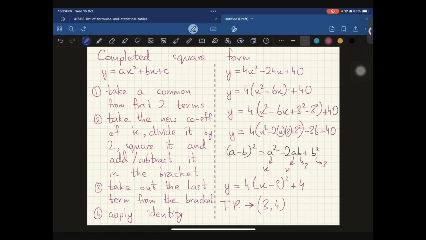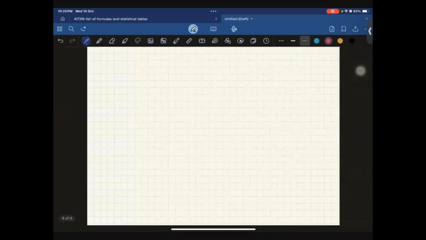Will this be a maximum point or a minimum point? Minimum. Perfect. Because why would it be minimum? Because it's positive. And what does positive mean? Happy face. So happy face has a minimum point. Perfect. Did this make sense to you guys? Yeah. Perfect. Let's do another example of this.